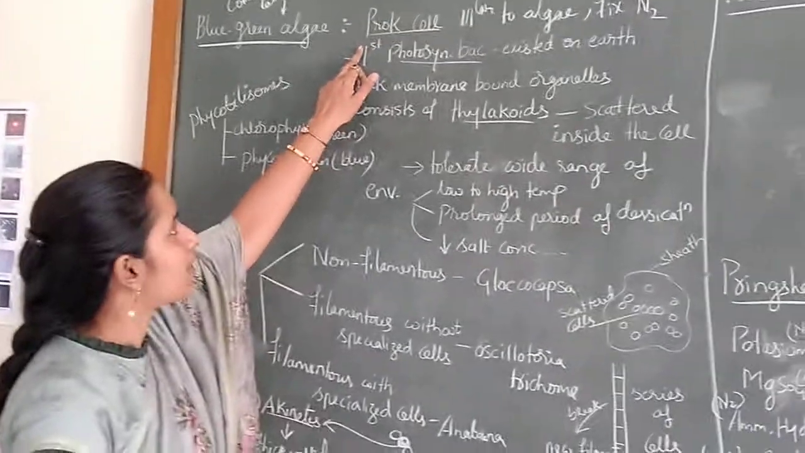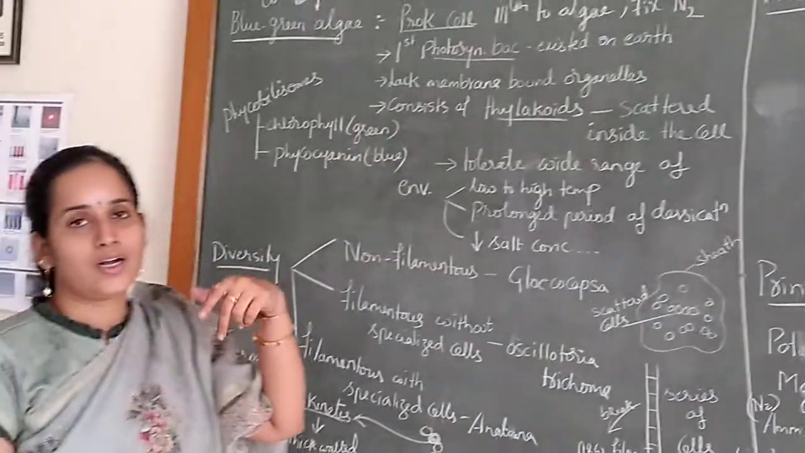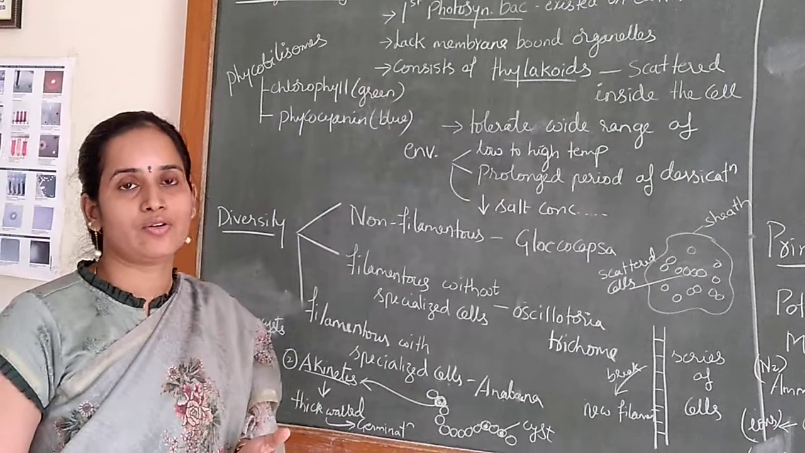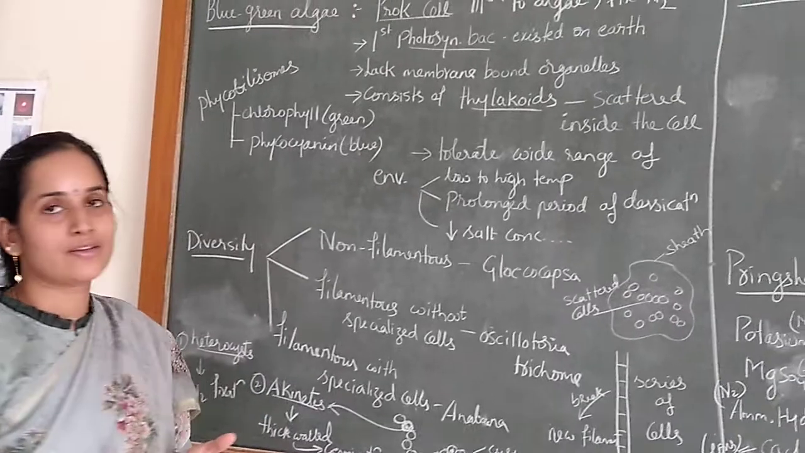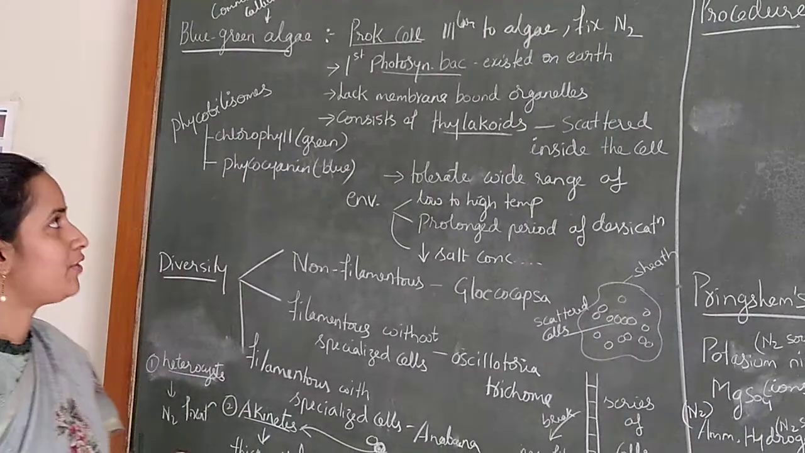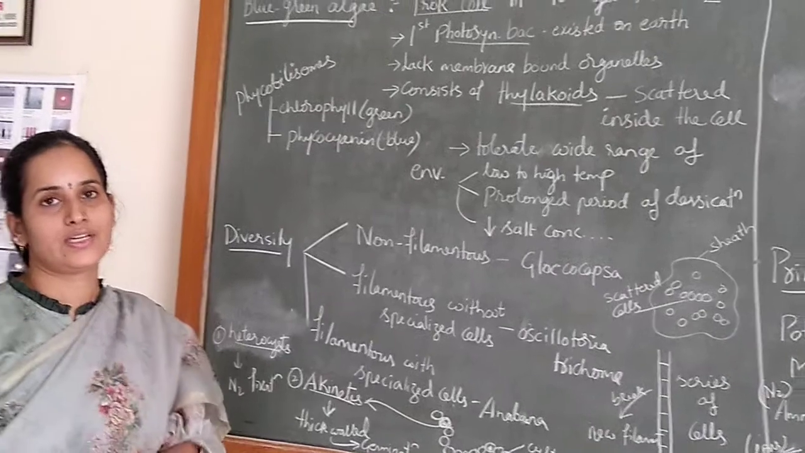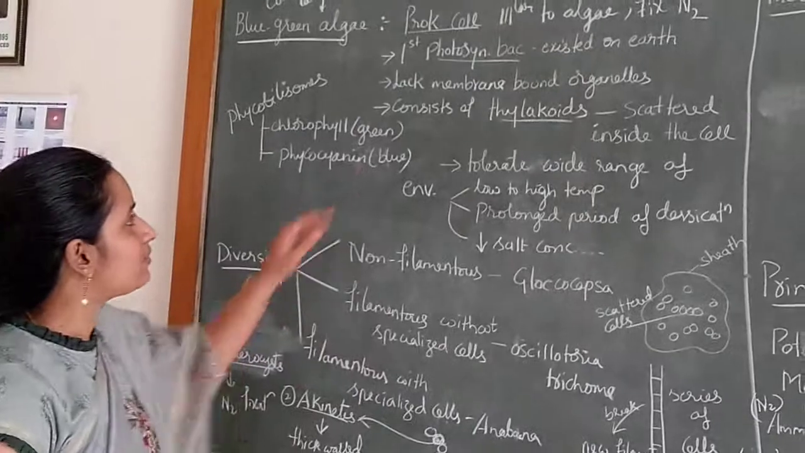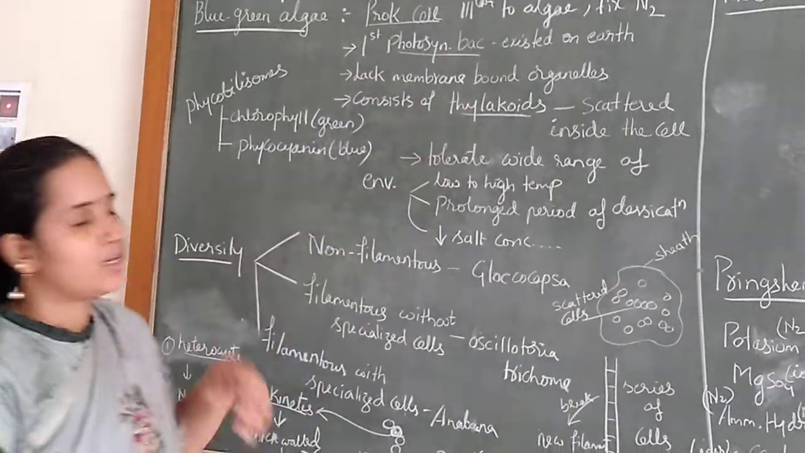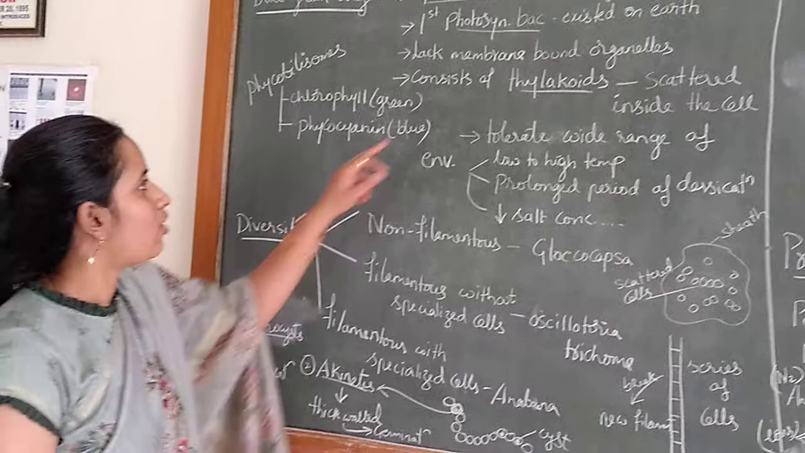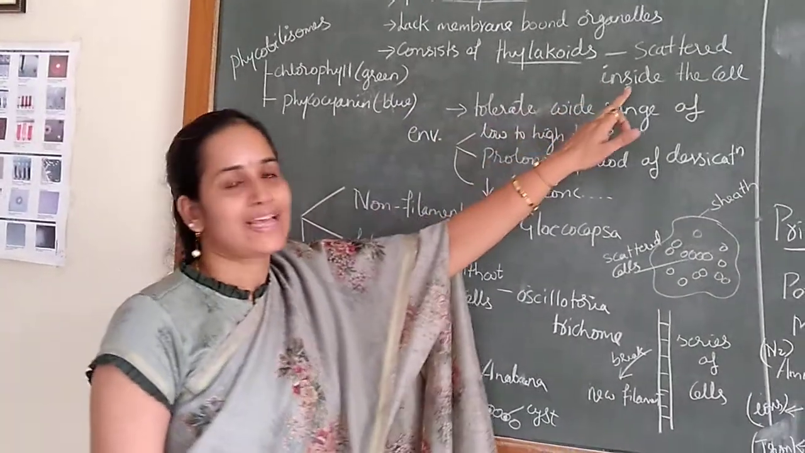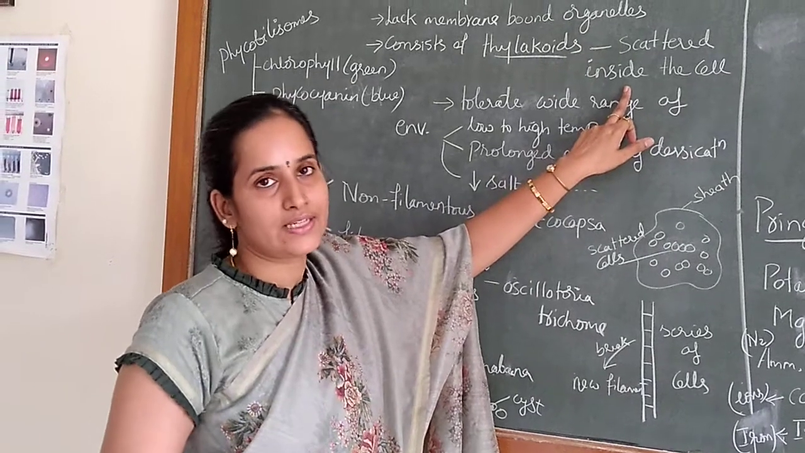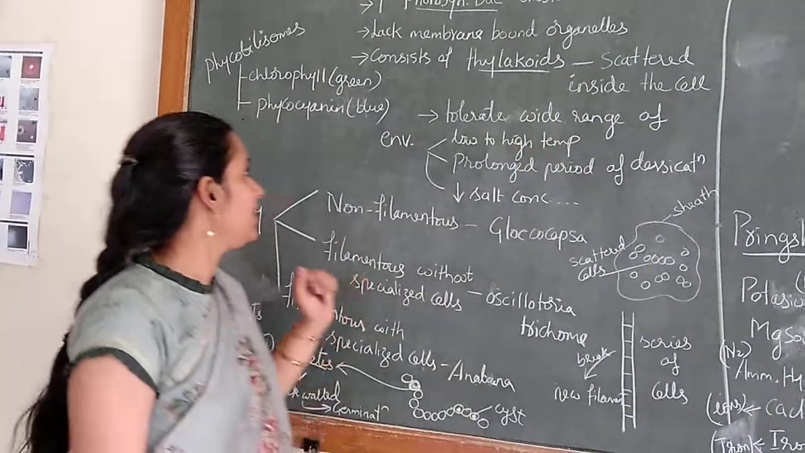When you look at the characteristic features of cyanobacteria, it is the first prokaryotic cell which has existed on this earth. And one more feature, it is a prokaryotic cell along with the photosynthetic bacteria. It can fix nitrogen and it has features similar to algae, but it is a bacteria. It lacks membrane-bound organelles, but it consists of thylakoids which are scattered inside the cell, not present in an organized manner.